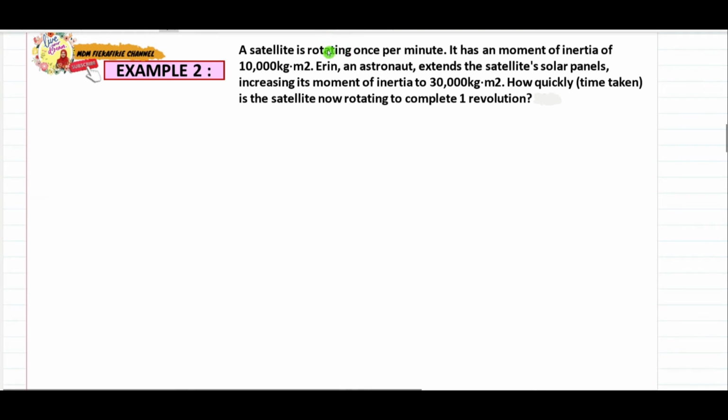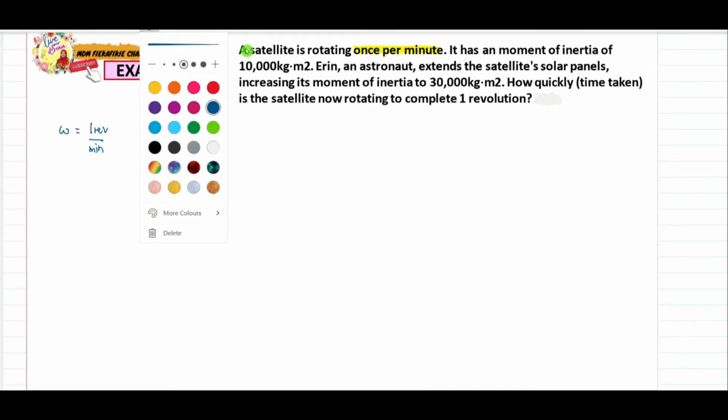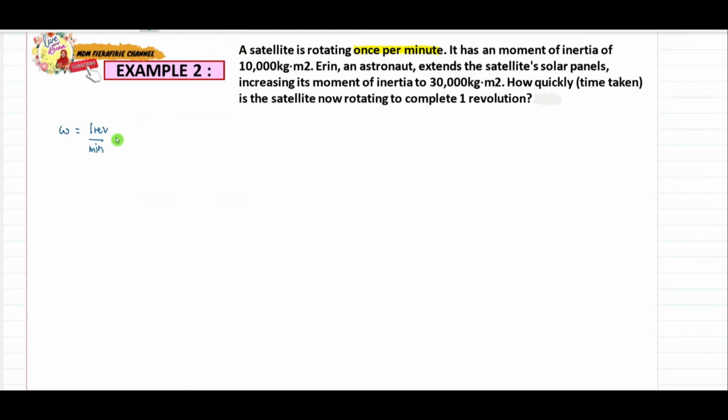So here we have a satellite that is rotating once per minute. So that means we have the information about omega, where omega is equal to, bila kata once per minute, means that 1 revolution per minute. Satu putaran lengkap dalam masa 1 minit. So we need to change revolution and minute into radian per second. So, saya buat darab silang. Revolution dekat atas, revolution duduk dekat bawah. So, 1 revolution is equal to 2 pi radian. So, we can cancel revolution and then minute. So, 1 minute is equal to 60 seconds.